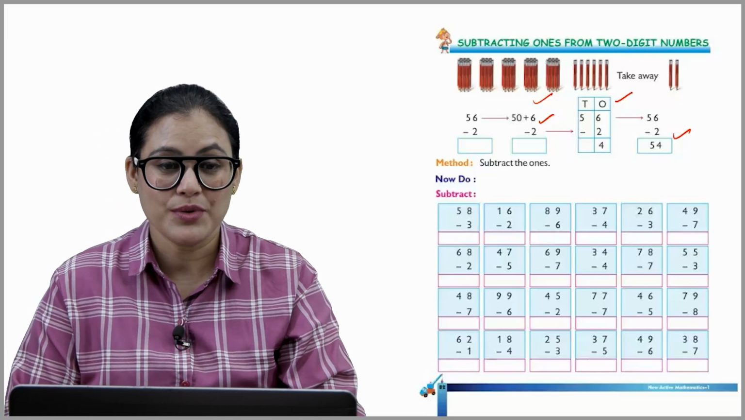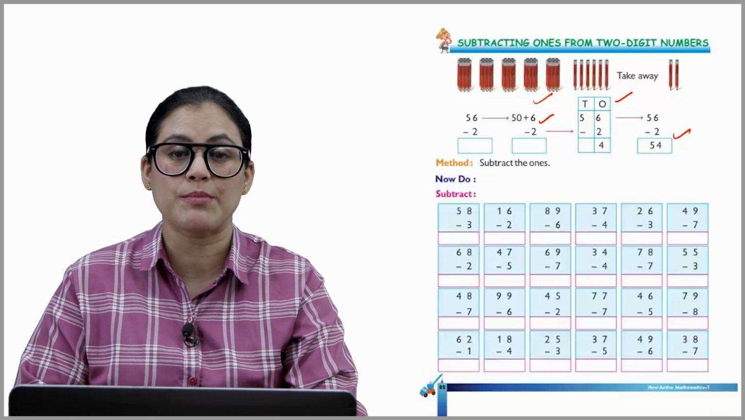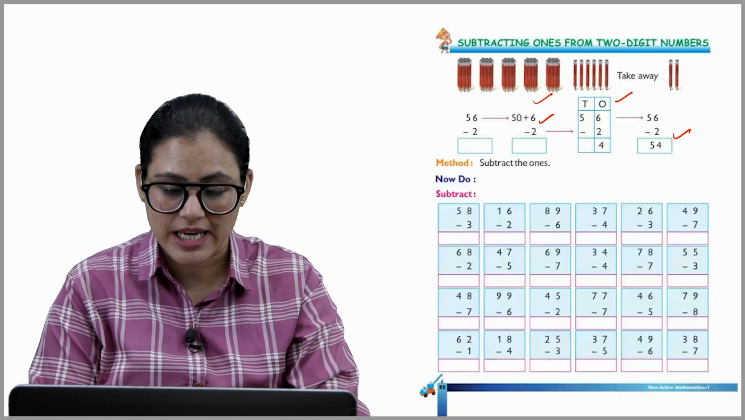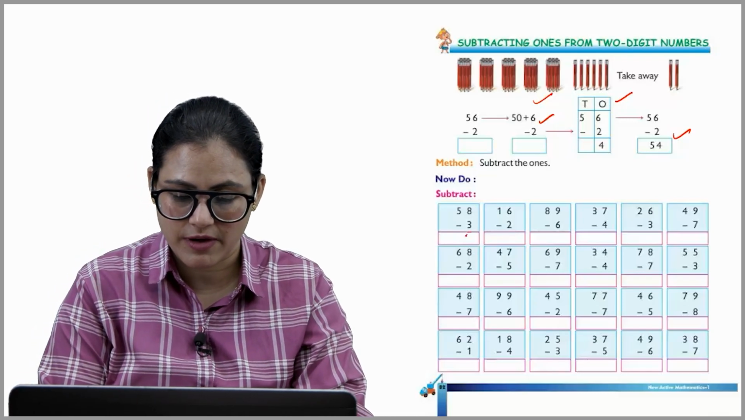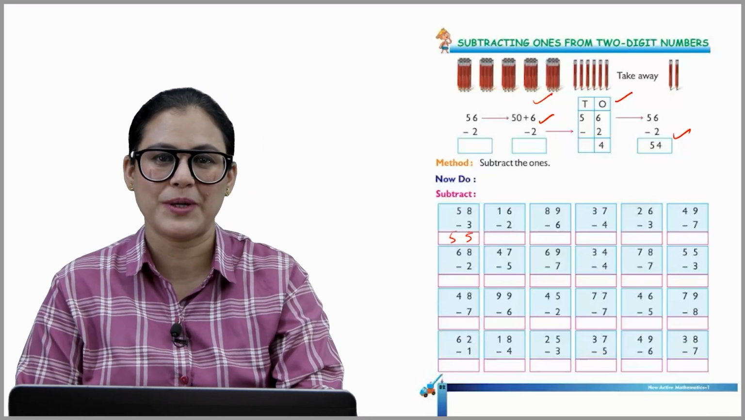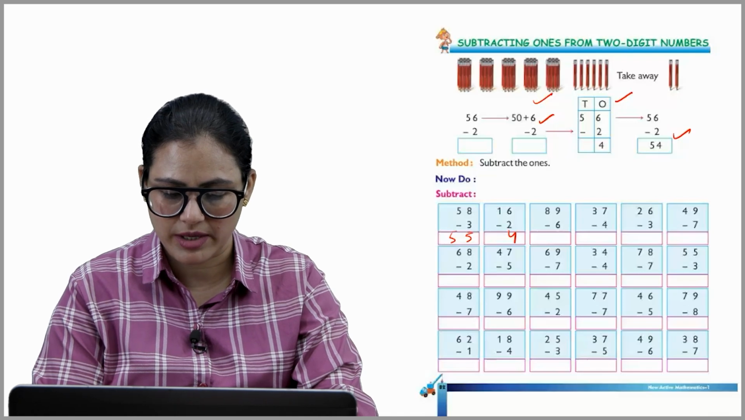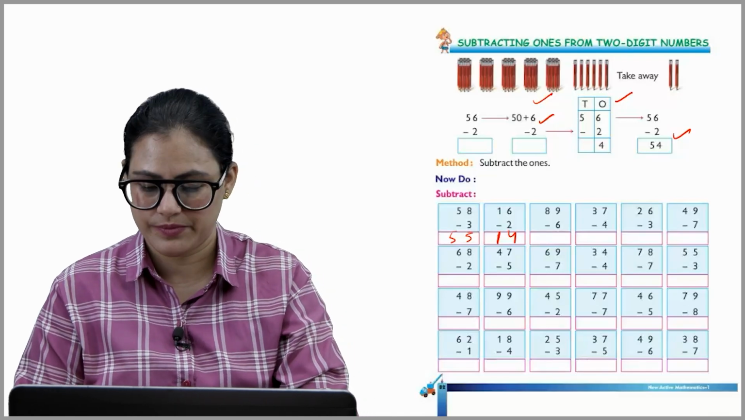Right. Now do subtract. 58 minus 3. So what will we do? We will subtract only ones. 8 minus 3 is 5 and we will write 5 here as it is. 16 minus 2, 6 minus 2 is 4 and 1 minus 0 is 1, right?